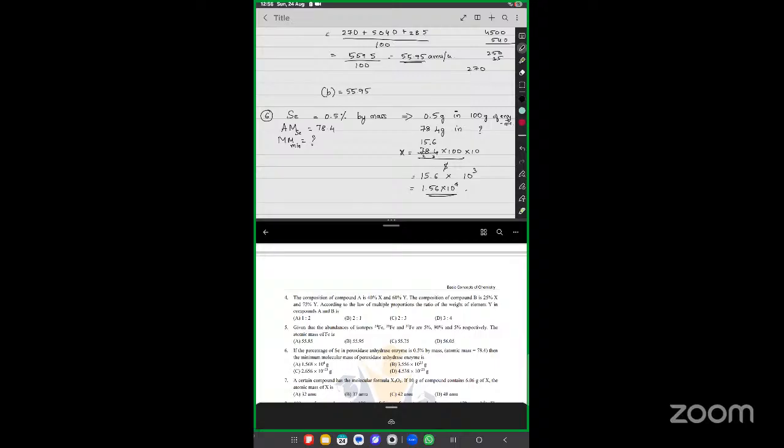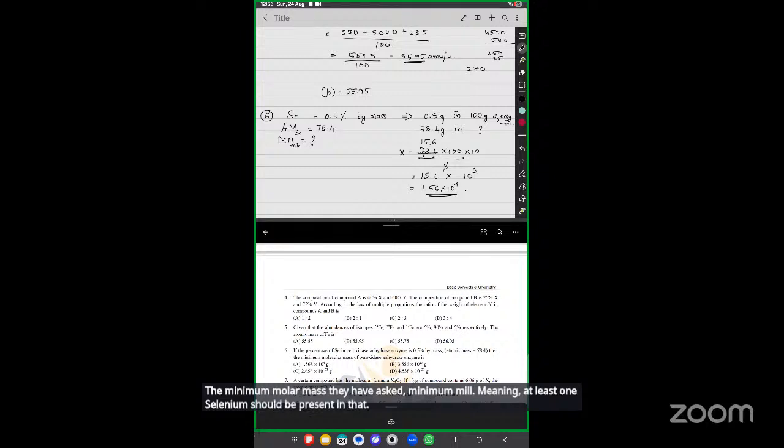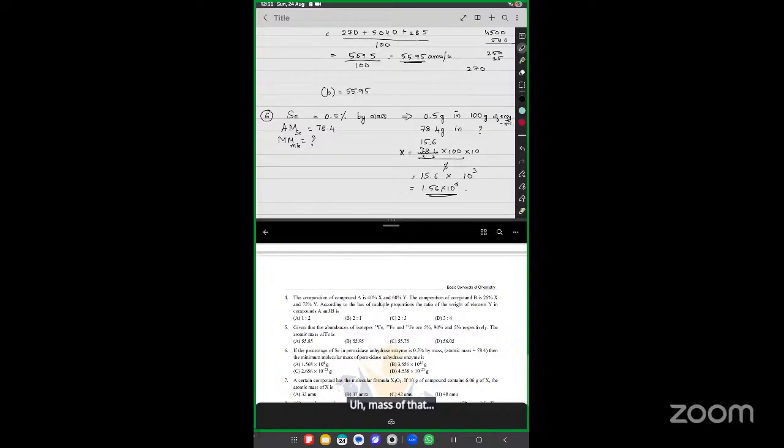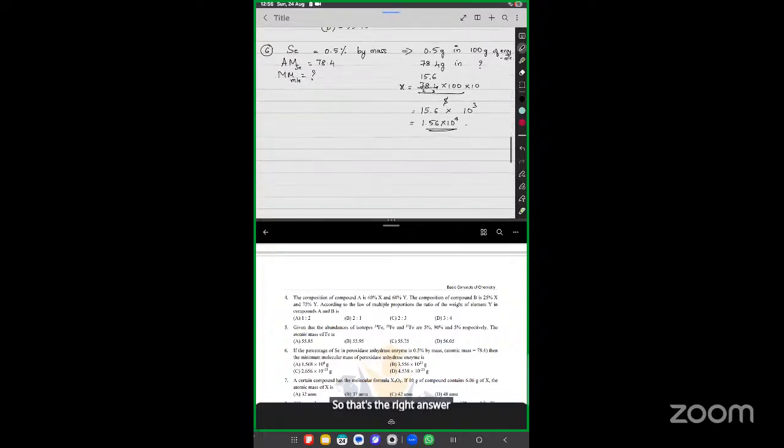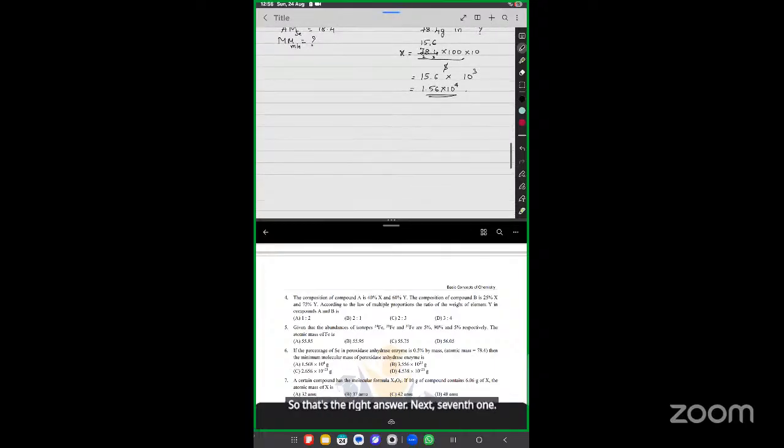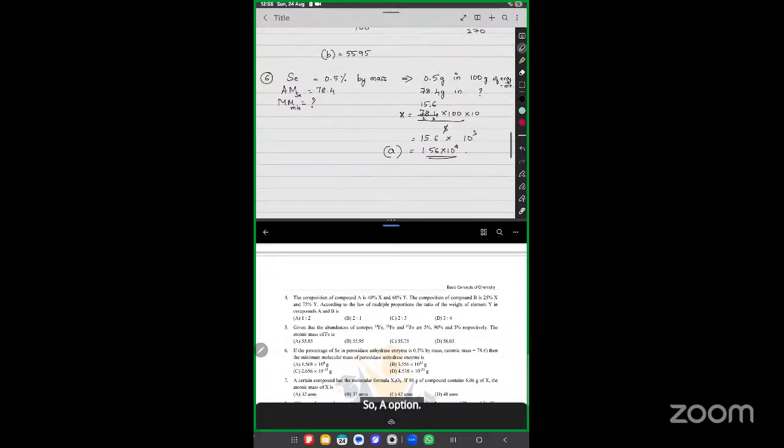See, minimum molar mass they have asked. Minimum meaning at least 1 selenium should be present in that, right? So I have taken the mass of that atom, that is the atomic mass, 78.4 grams, right? So that's the right answer. Next, seventh one, answer is your A. So A option. Seventh one.